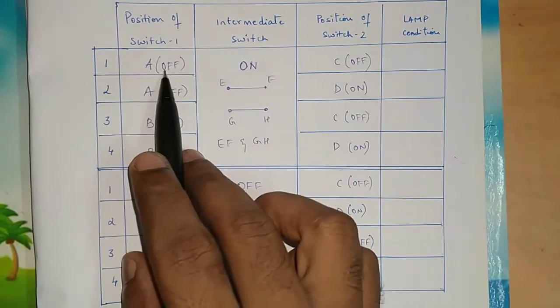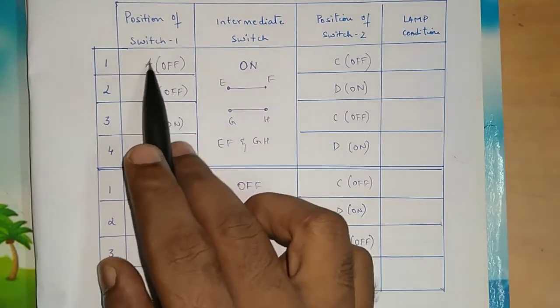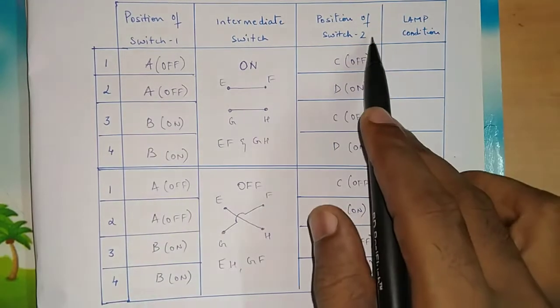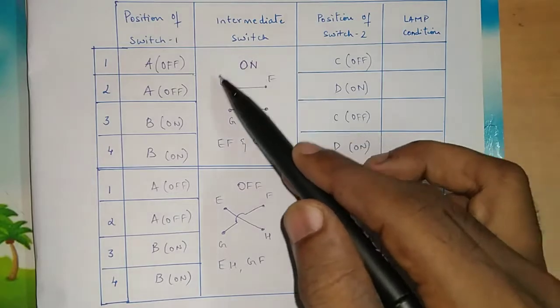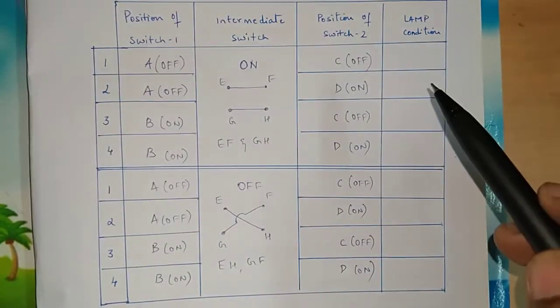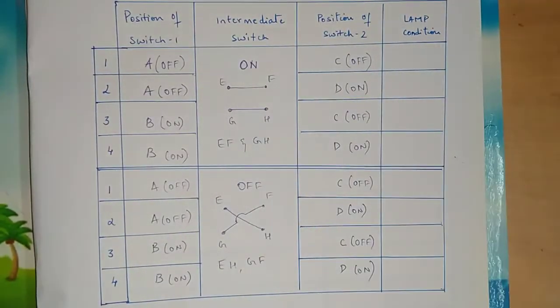For case number 1, switch number 1 is in A position and switch number 2 is in C position. We will check what the lamp condition will be. See the intermediate switch, we are going to check with the intermediate switch in on condition. For this condition I am going to check whether the lamp is on or off.